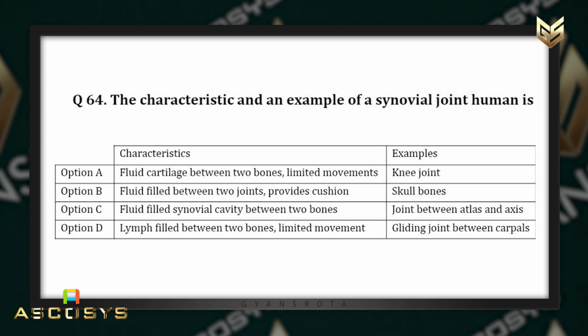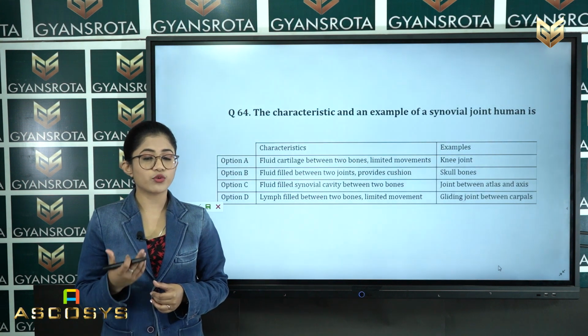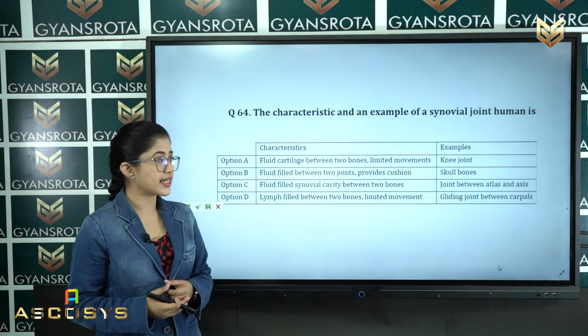Option number B, lymph filled between two bones with limited movement is an example of gliding joint between carpals. Student, this is from the chapter Locomotion and Movement. So what is the correct answer?